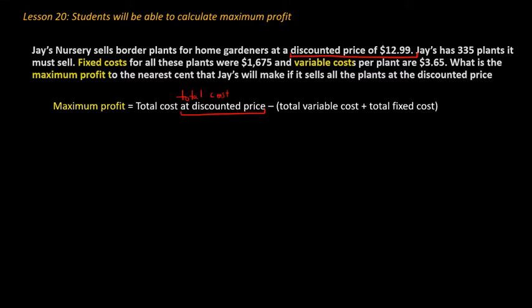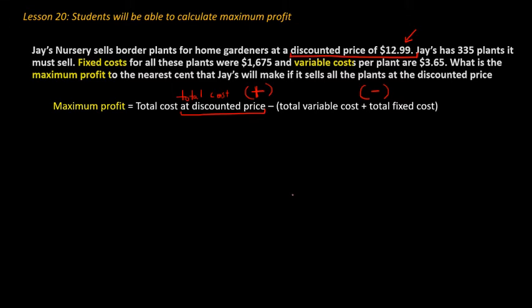Now, again, we have maximum profit. So to figure out the profit he's going to make, we're saying, okay, this is all the money he's going to earn, and we're going to subtract off all the money he'll lose from the costs that he has to invest in these plants. And then we're going to figure out what his maximum profit is. So how well is he going to do if he sells these plants for $12.99?